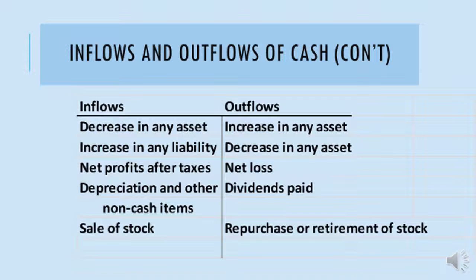I know this is a hard concept to get used to, so I've outlined it here for you. I think the same thing is in your book. Inflows and outflows, I've separated them. So the inflows are a decrease in any asset, an increase in any liability, net profits after taxes, depreciation, other non-cash items, and sale of stock. Outflows are an increase in any asset, a decrease in any liability, a net loss, dividends paid, and repurchase or retirement of stock.